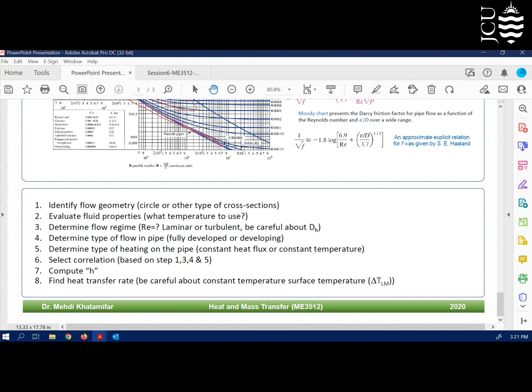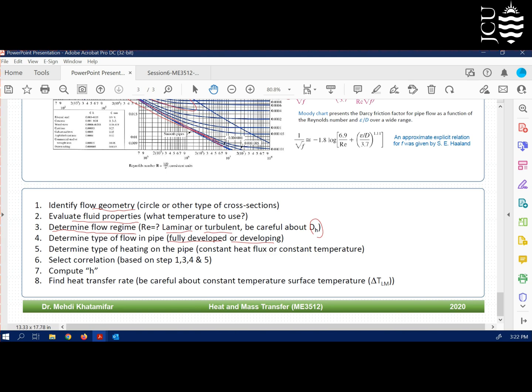Let's finish this summary video with the steps you need to go through when you have a question regarding this chapter. Usually you need to identify the geometry, whether it's a circle or another type of geometry, and evaluate fluid properties and what temperature to use. Then you can select the density, viscosity and other fluid properties. Then you need to calculate the flow region, or basically calculate the Reynolds number to find out if it's laminar or turbulent. And be careful, if the geometry wasn't a circle and we didn't have equations for that specific geometry, you need to use hydraulic diameter. Then we need to identify if the flow is developed or developing. These are extra steps you need to go through in comparison to external flow.